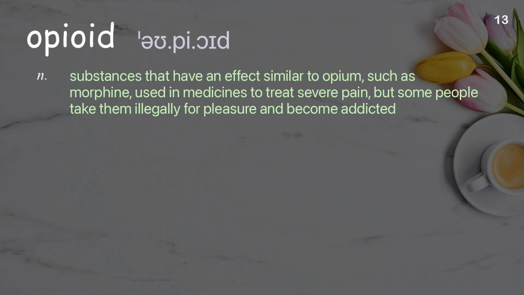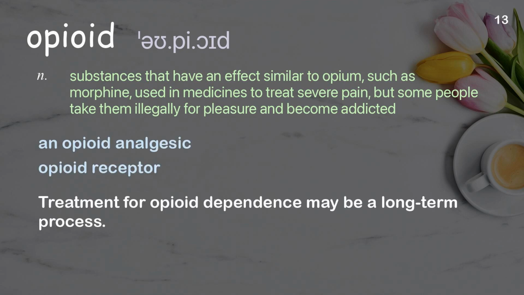Opioid. Substances that have an effect similar to opium, such as morphine, used in medicines to treat severe pain, but some people take them illegally for pleasure and become addicted. Examples: An opioid analgesic. Opioid receptor. Treatment for opioid dependence may be a long-term process.